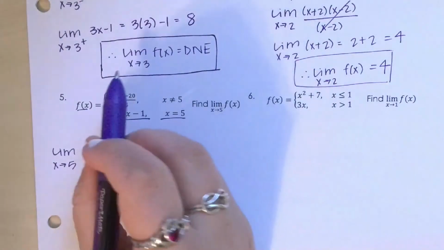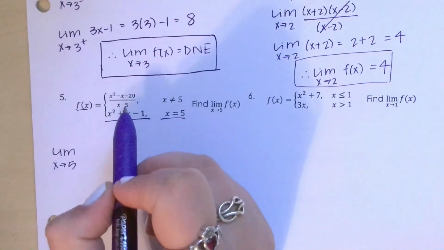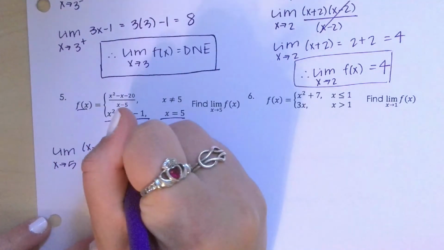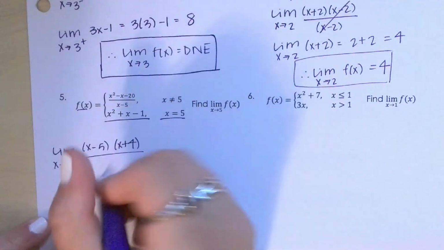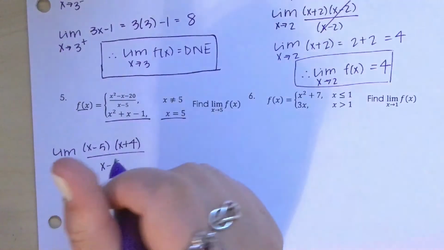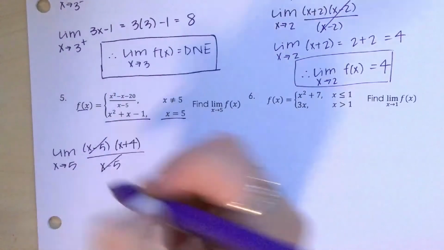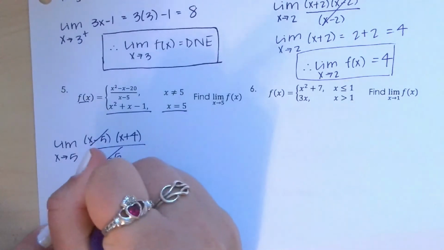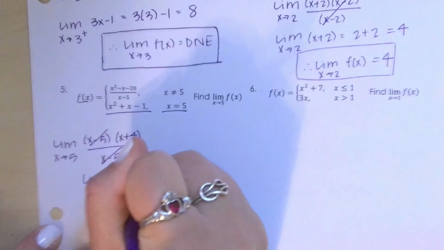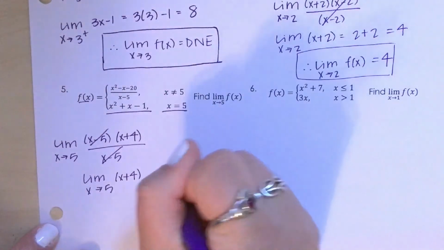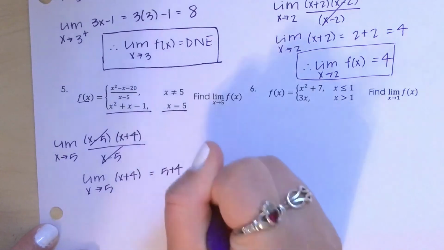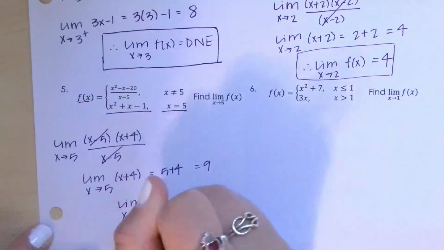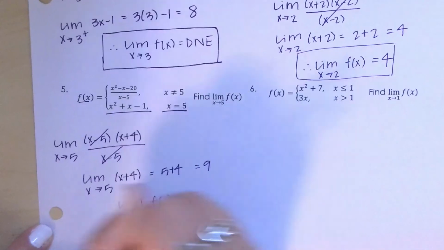Again, instead of just rewriting this, I'm going to go ahead and factor right now. Our top is going to factor as x minus 5, x plus 4. Our denominator is going to stay as x minus 5. Since we have both of those x minus 5's, we can cross them off. So we're left with the limit as x approaches 5 of x plus 4. Now we just substitute in. We get 5 plus 4, so that's going to equal 9. So we have our limit as x approaches 5 of f of x equals 9.